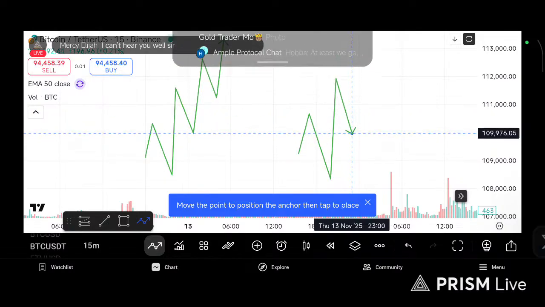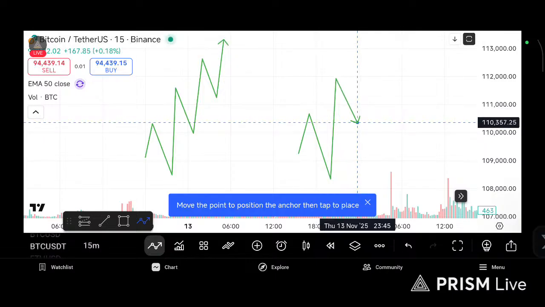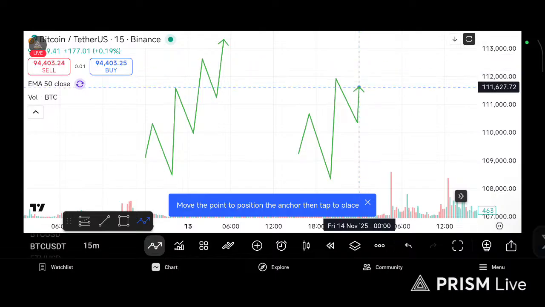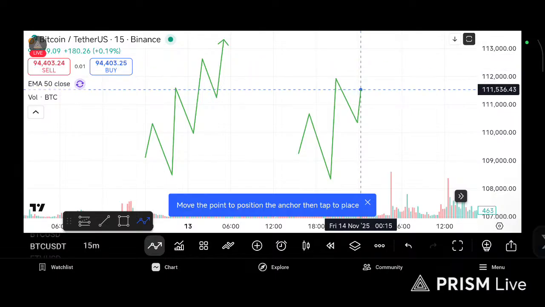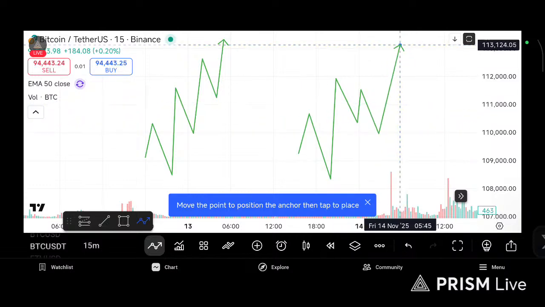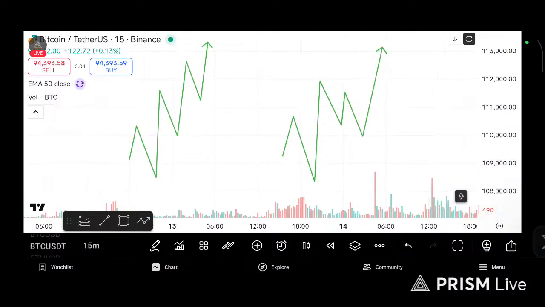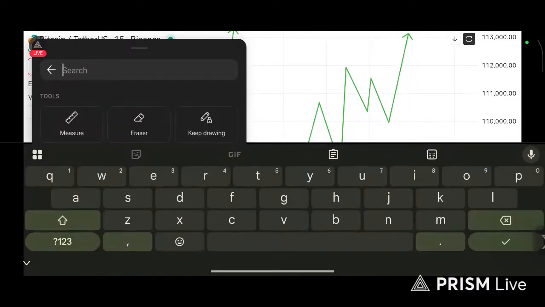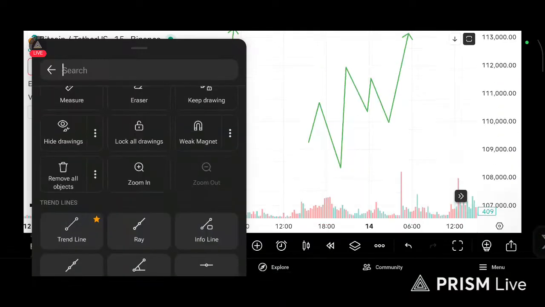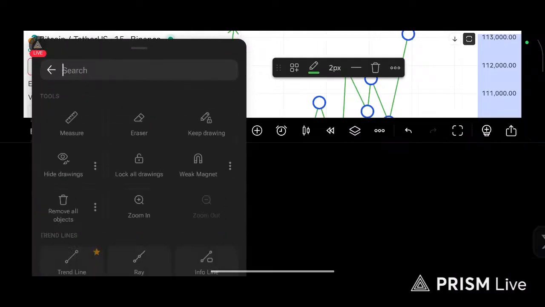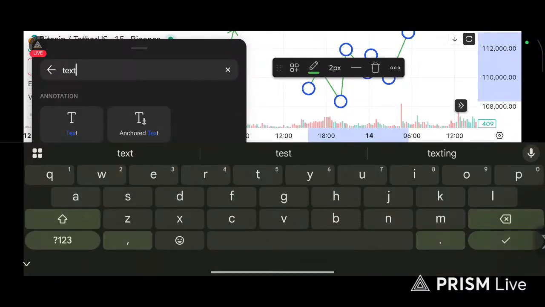For this type 2 liquidity, we expect that after breaking the previous low, it would pull up like this, but no. What happened? The market tested here, came down again and broke it. That's type 2 liquidity, right? So this is for bullish momentum, that is a buy setup for type 2 liquidity, and we'll be using text.